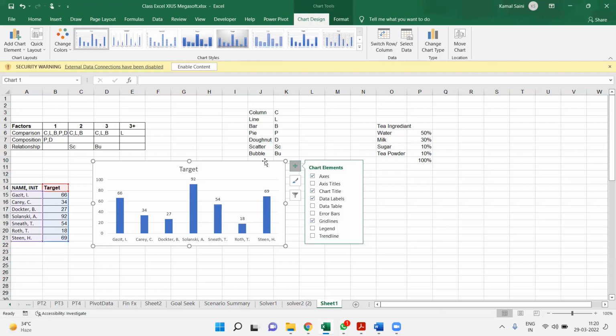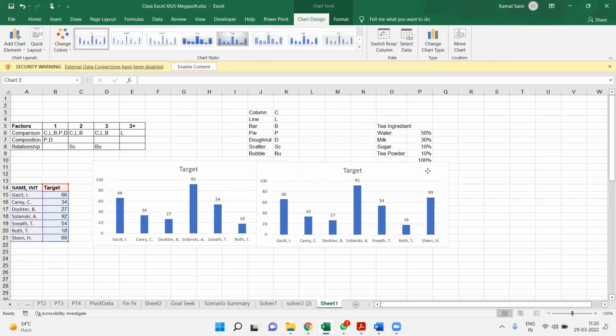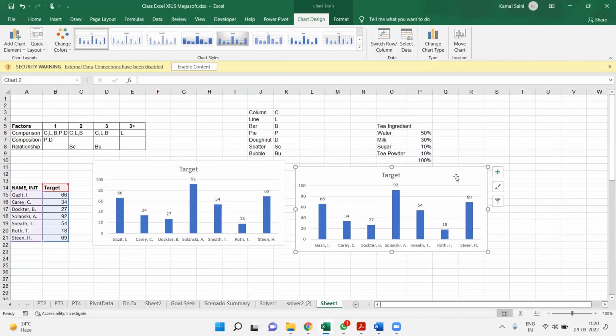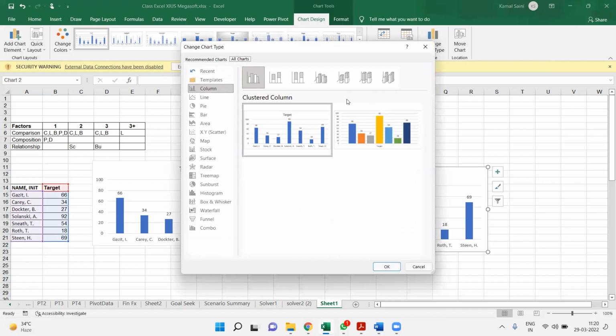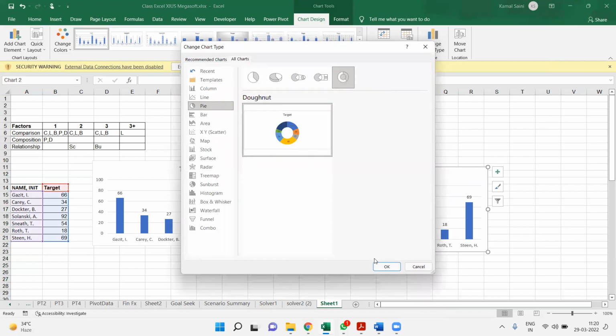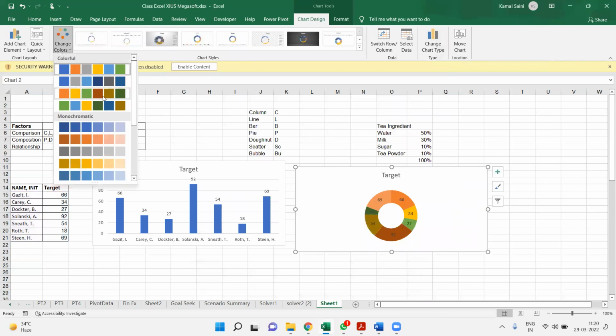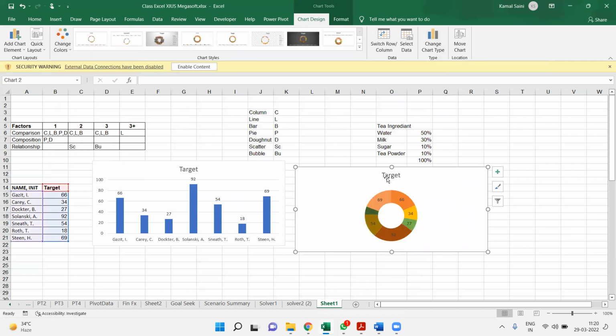Now, let's say you have created this chart accidentally, but you want it to be a pie or a donut. How can we do that? Go to the chart design option, change chart type, and we can easily convert it into pie or donut according to our situation. You can see how it is appearing. You can change your color as per your requirement. If you don't want something, we can always delete it.